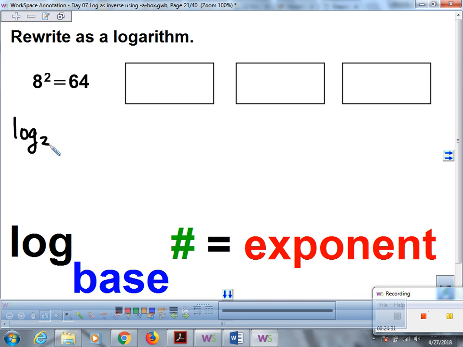Log base 2, 64. The base is, thank you, the base is 8. Thank you, that's what it is. Base 8, 64 equals 2.